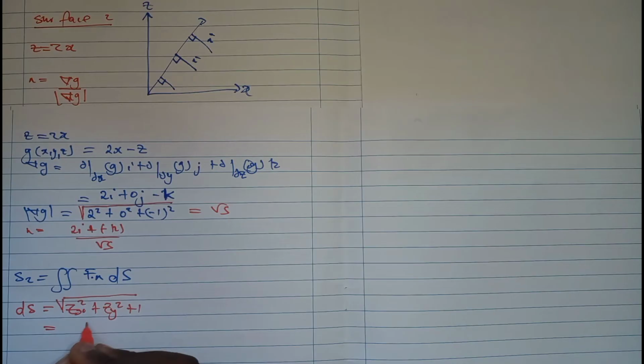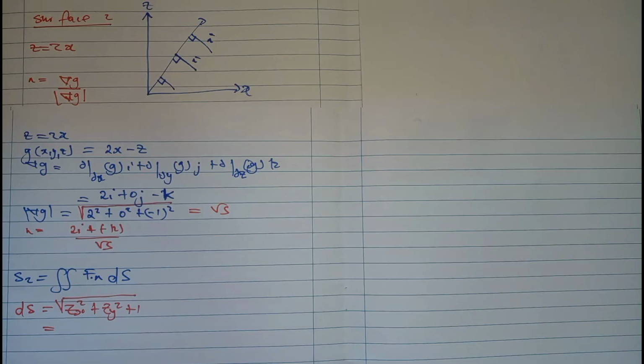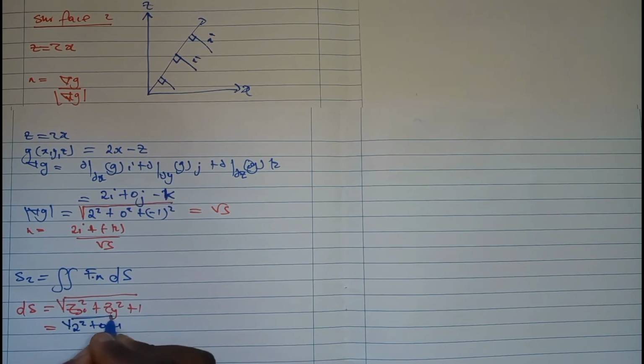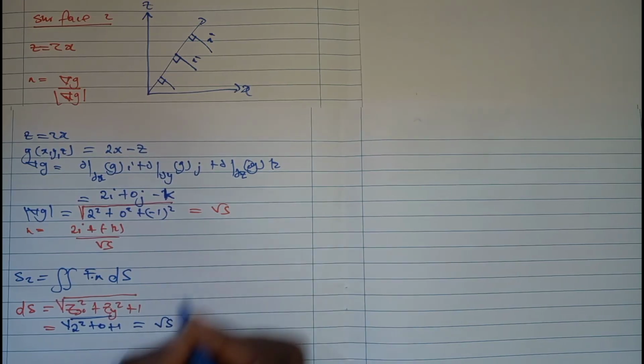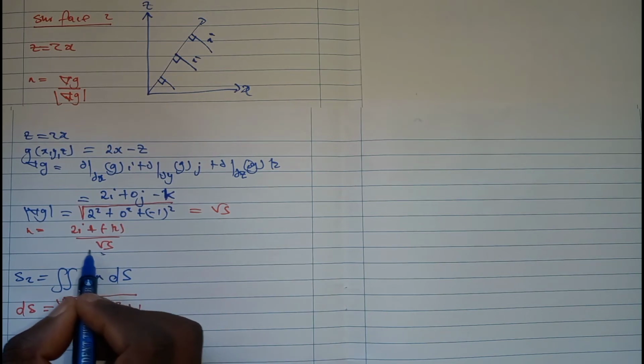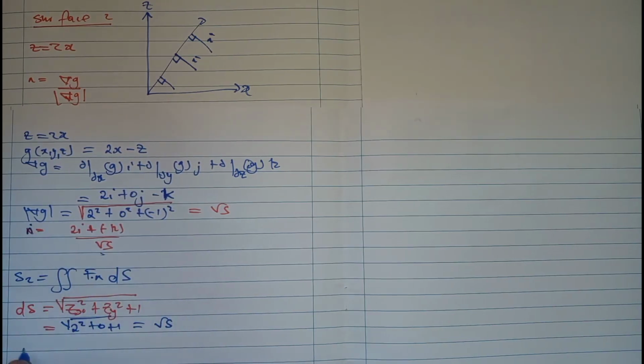As you can see, all of this is under the root. So zx means that we are differentiating z with respect to x. If we do that here, we're going to get 2 squared plus 0 plus 1, and we're going to get root 5. So as you can see, our dS will always be equivalent to the magnitude of the gradient of g. Okay, so now we have this. According to our formula, S2 is equal to, for F, we know our vector field.